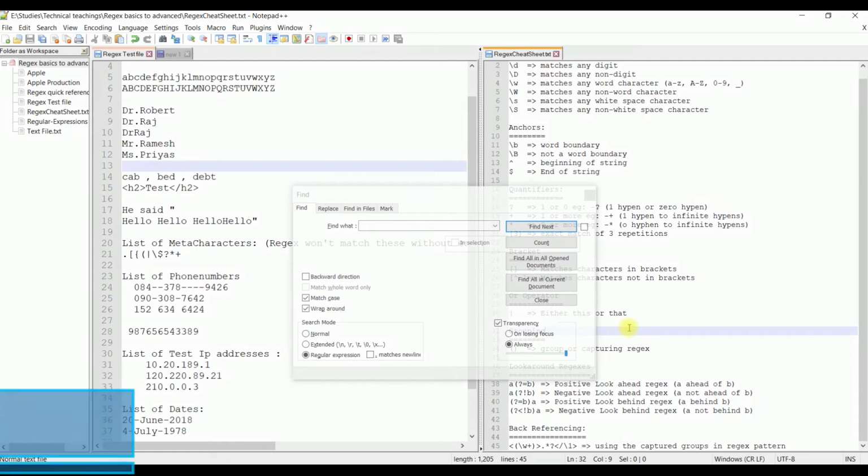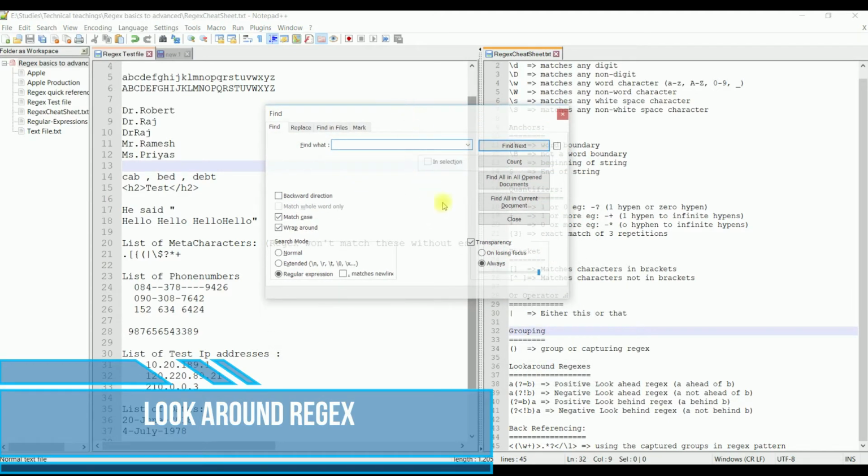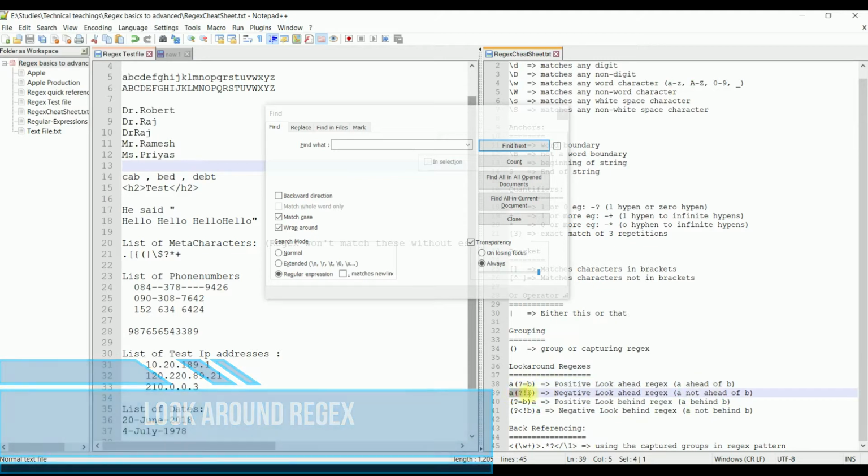Hi all, welcome to this section on look around regex. So normally, what is look around regex? It's actually like looking forward and backward of a particular character that we want to check. So this is a normal syntax. I'm providing an example here.